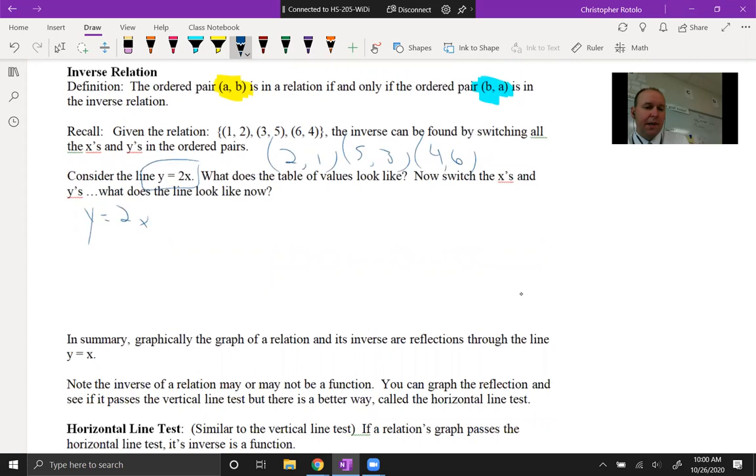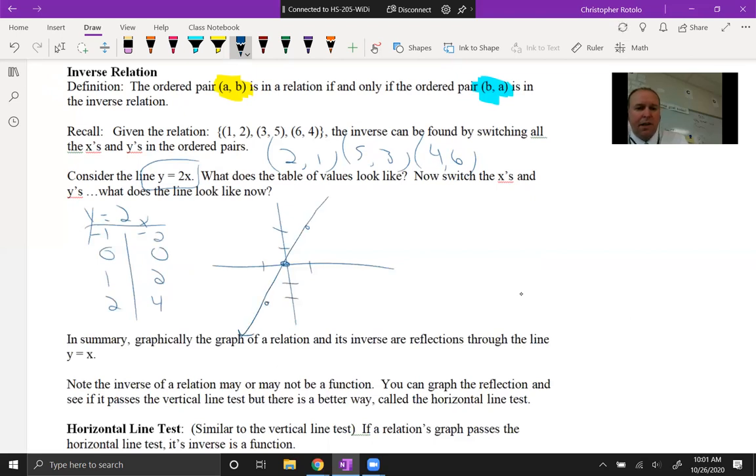All right, so we got (0, 0), right? Plug in 1, we're going to get 2. Plug in 2, we get 4. How about negative 1? We get negative 2. So let's take a look here. (0, 0). All right, so we get this line just like that.